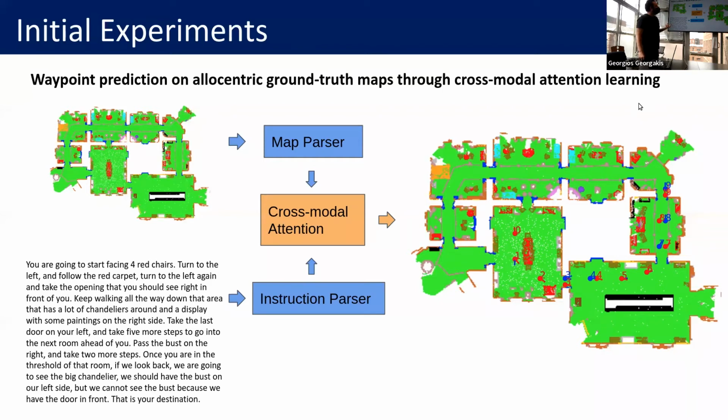And here we wanted to investigate, can we find these associations between the map and the instruction? On the right, you can see the path that is predicted. The blue dots are the ground truth path that the instruction defines, and the red dots are our predictions. So this is just an example of the task that we formulated and tried to solve.